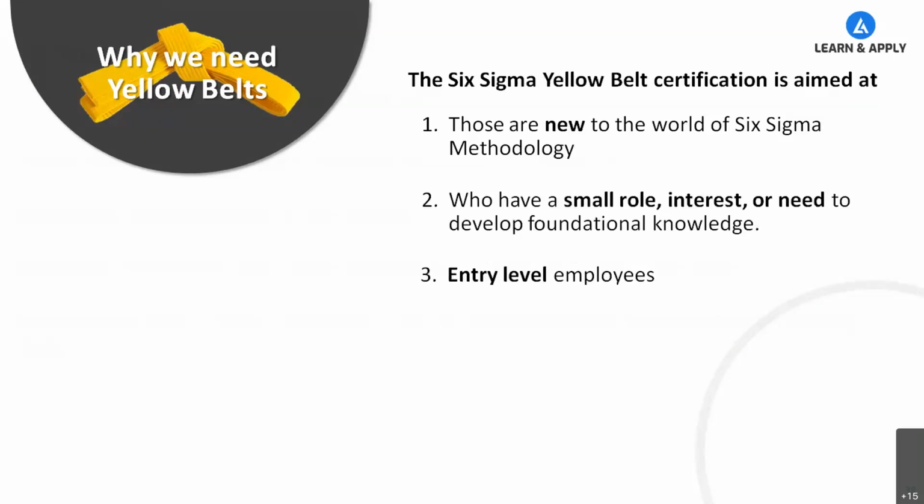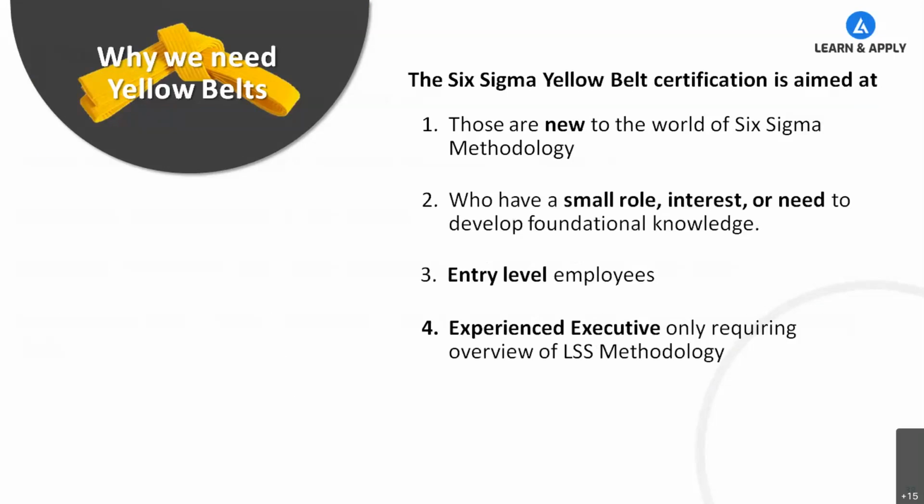Entry level employees and experienced executives, and they only require the overview of Lean Six Sigma methodology. So let's say these are the GMs or VPs or some leadership position person, and he doesn't want to go into detail of which tool you use or in detail hands-on, but he wants just an overview of how this approach is used. Such kind of people also go for the yellow belt.